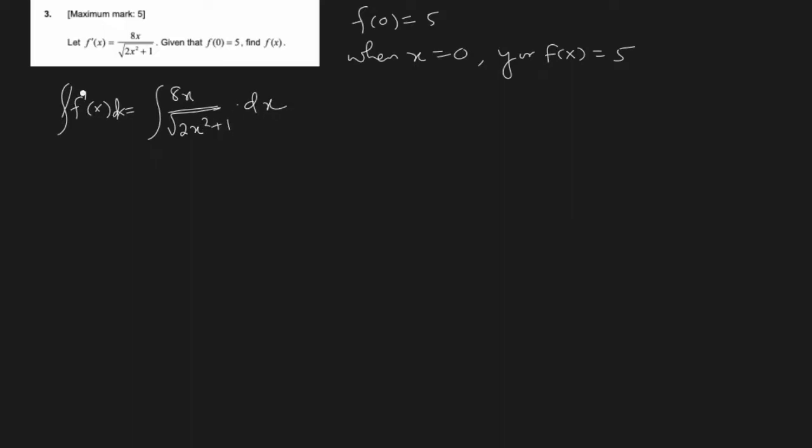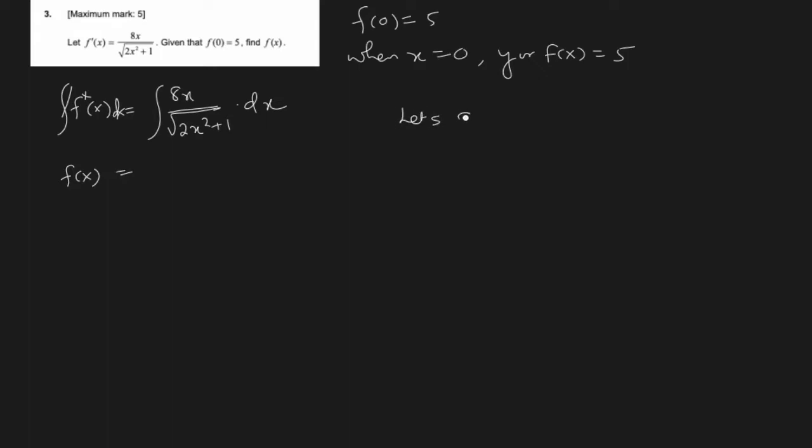Since integration and derivative are opposite of each other, they cancel out and we are just left with f(x), whose equation we need to find by integrating this right side. Now on the right side you can see that we have a square root in the denominator. It's a rational kind of function and we don't have any kind of quotient rule for integration like we have for differentiation. So what will we do? We will do the substitution method.